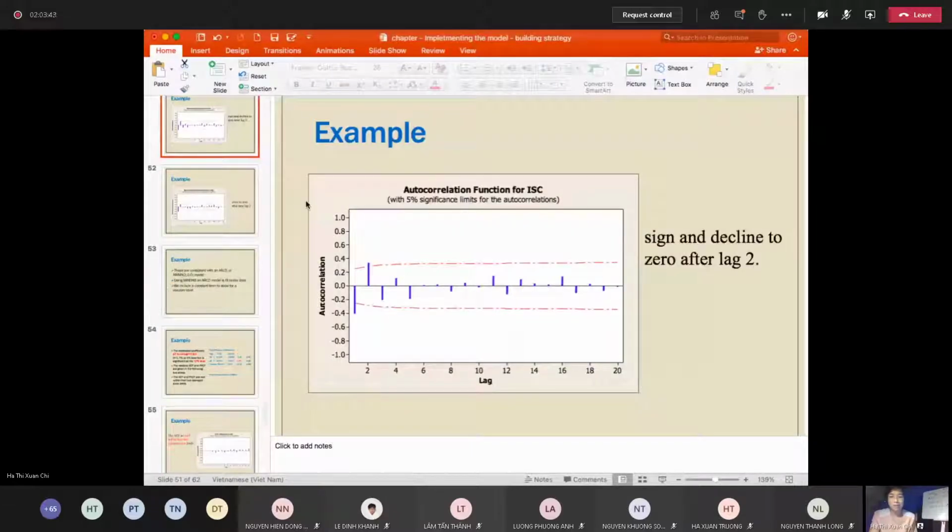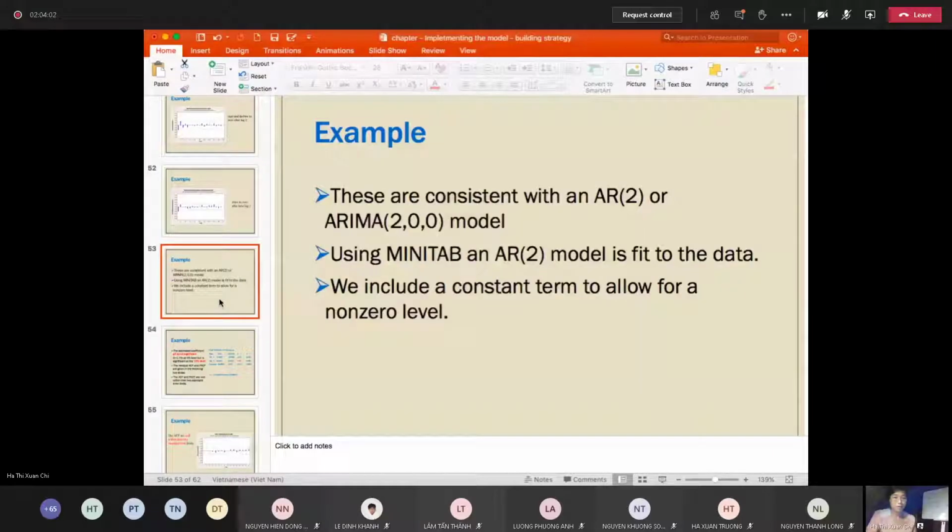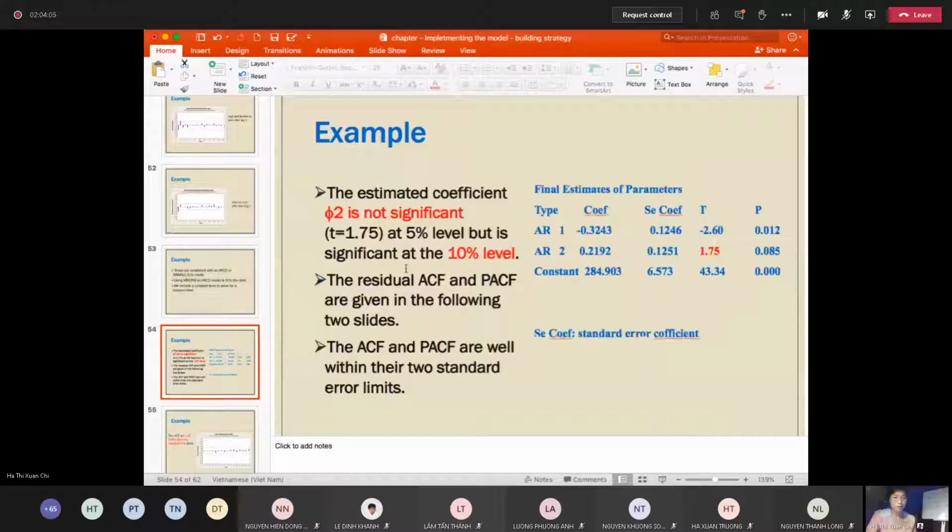So I also have the decline to 0, right? Here it is close to 0 after lag 2. That is the cutoff. So we move to the next one, that is estimating parameters after we define the initial model.